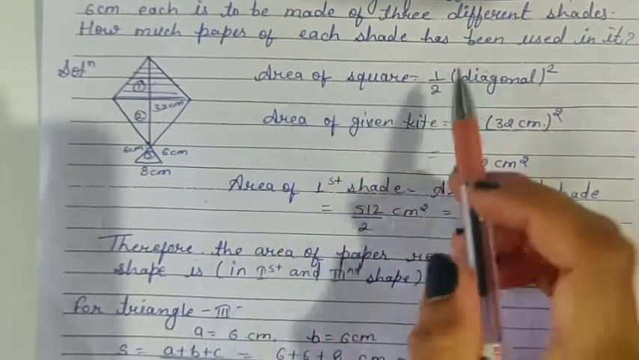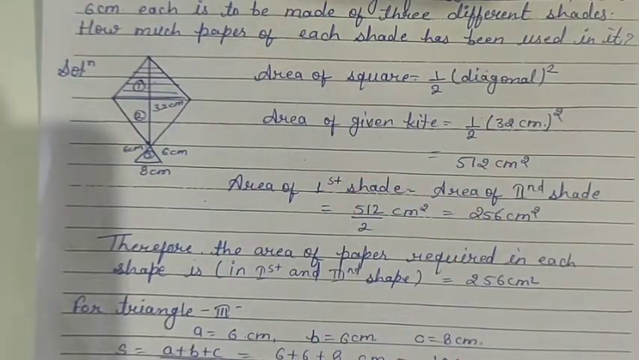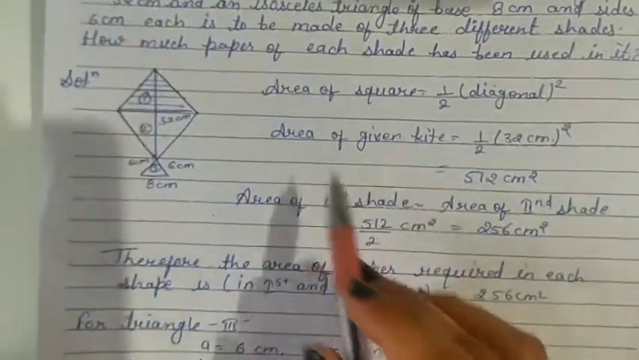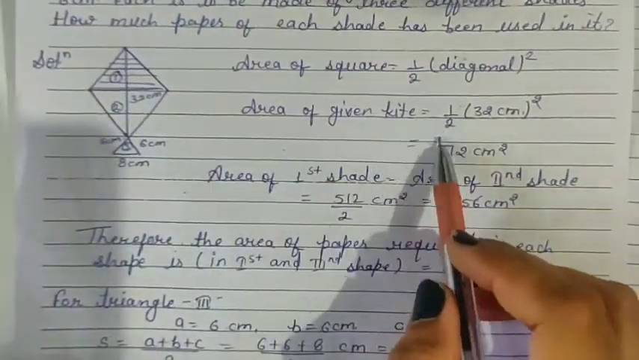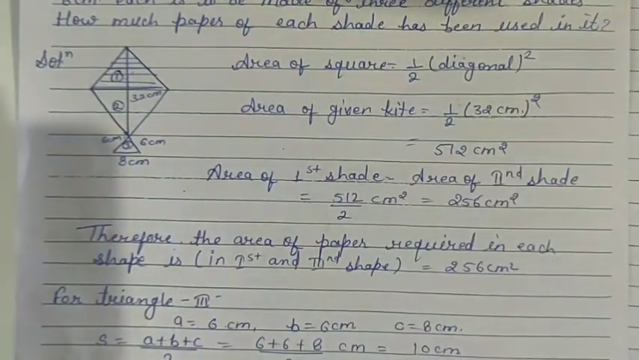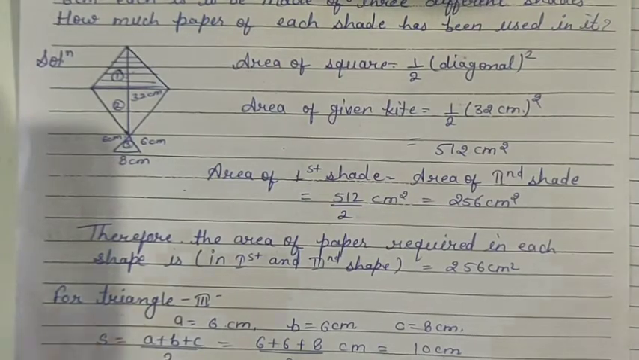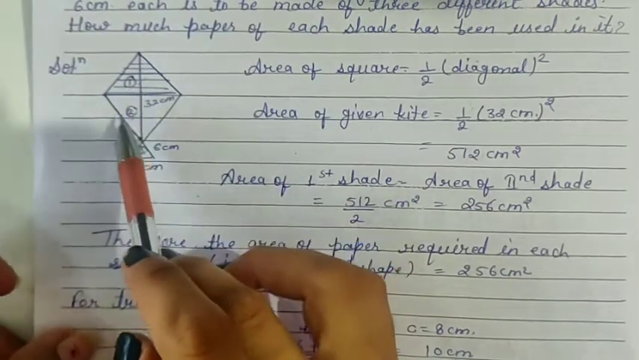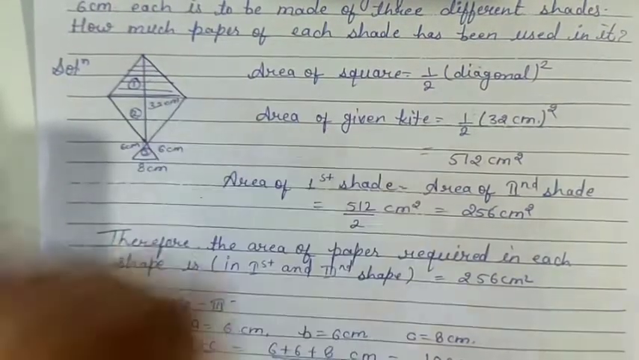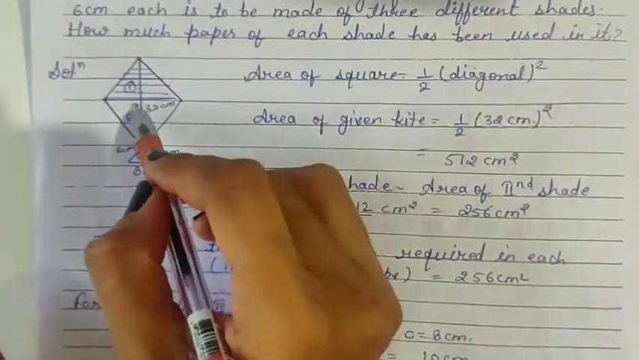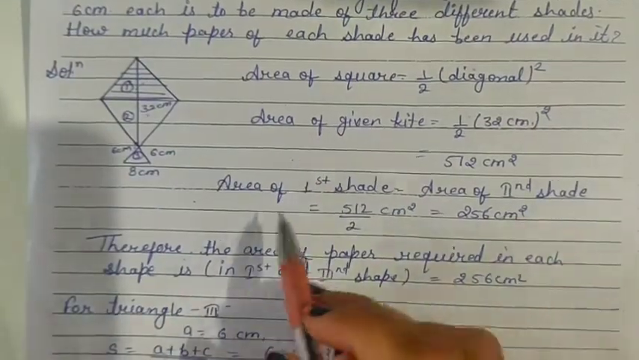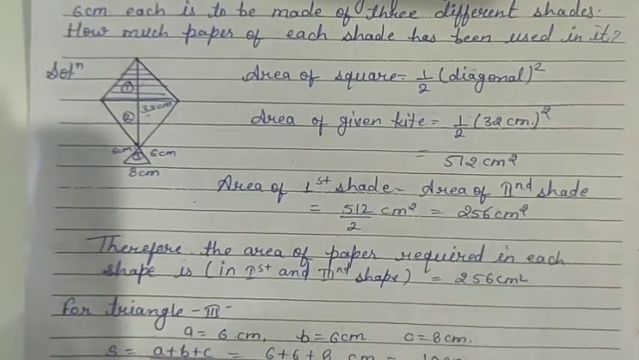So the area of a square is equal to 1 by 2 diagonal square, and the diagonal is given as 32 centimeter. So the area of the given kite is 1 by 2 into 32 centimeter whole square, and that is equal to 512 centimeter square. And the area of the first shade is equal to the area of the second shade, because this is a diagonal of this square and it divides this square into two equal parts. So the area of the first shade equals the area of the second shade.